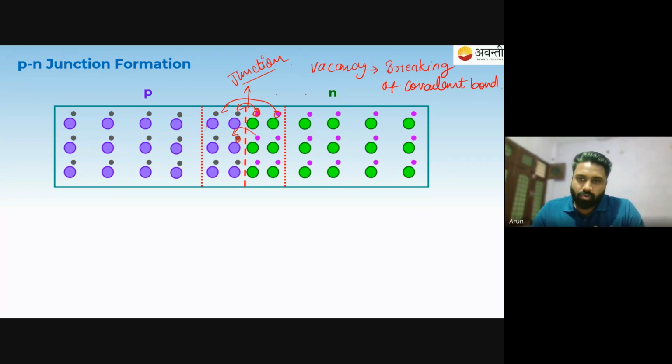Okay? So all these trivalent impurities at this side, in this region, will become negatively charged, and all these impurities present on the n side near about the junction will become positively charged. I hope you are clear with this. Okay. If you have any kind of doubt, you can ask right now.